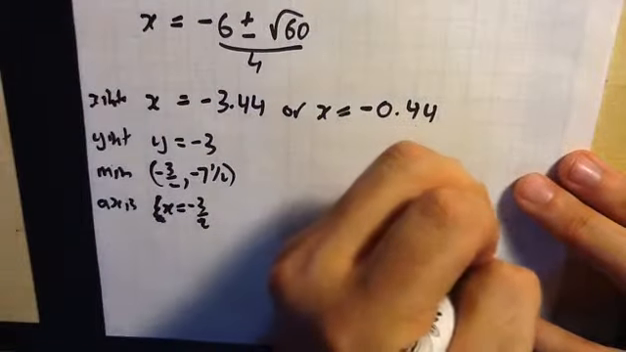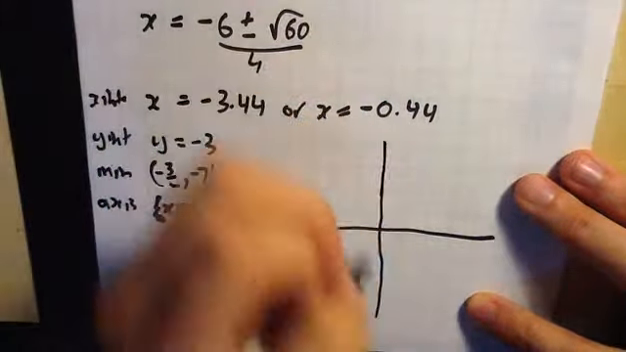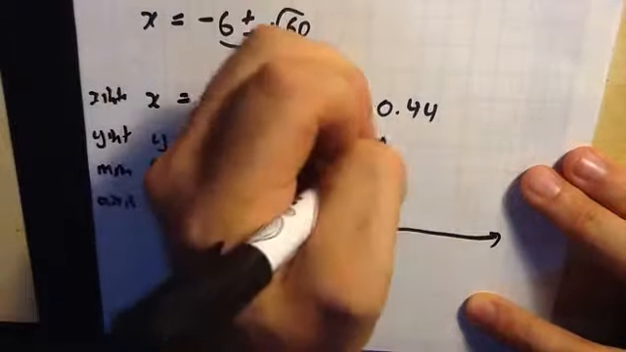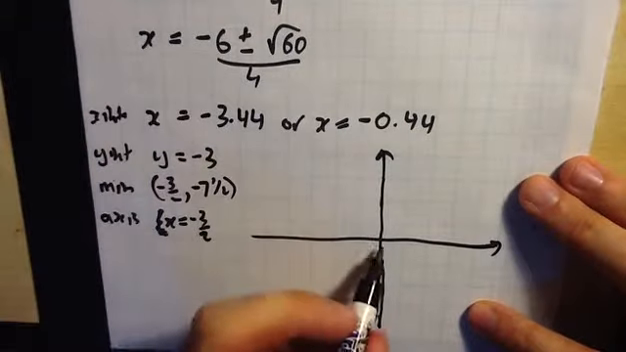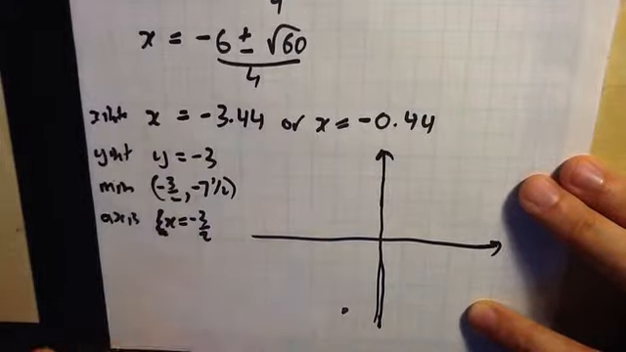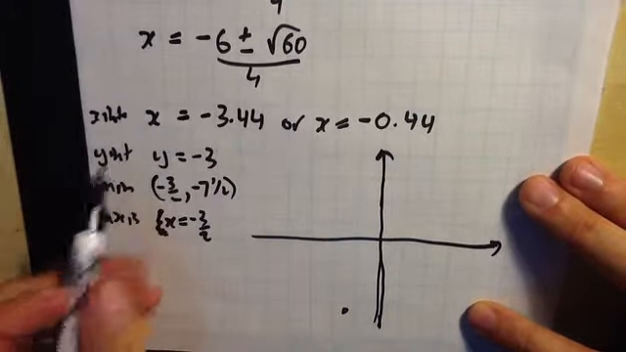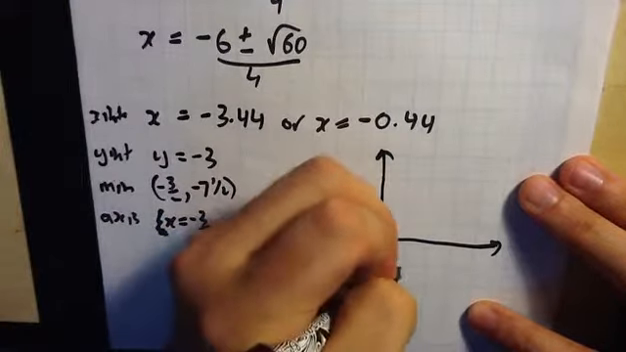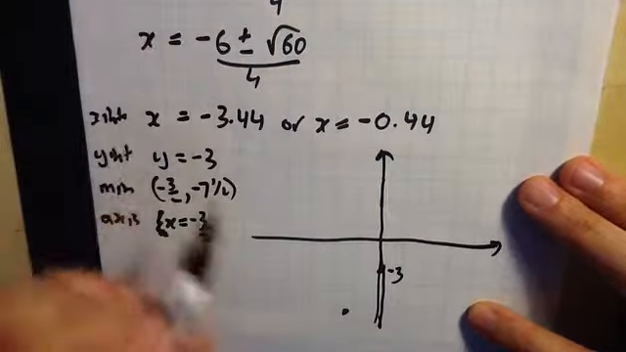Oh God, I cannot draw a straight line to save me. Right, let's say there's x and y axis. The minimum's at negative 1.5, negative 7.5, let's say that was down there. The y-intercept is at negative 3, let's call that negative 3 there. The x-intercepts are at negative 3.44 and negative 0.44.